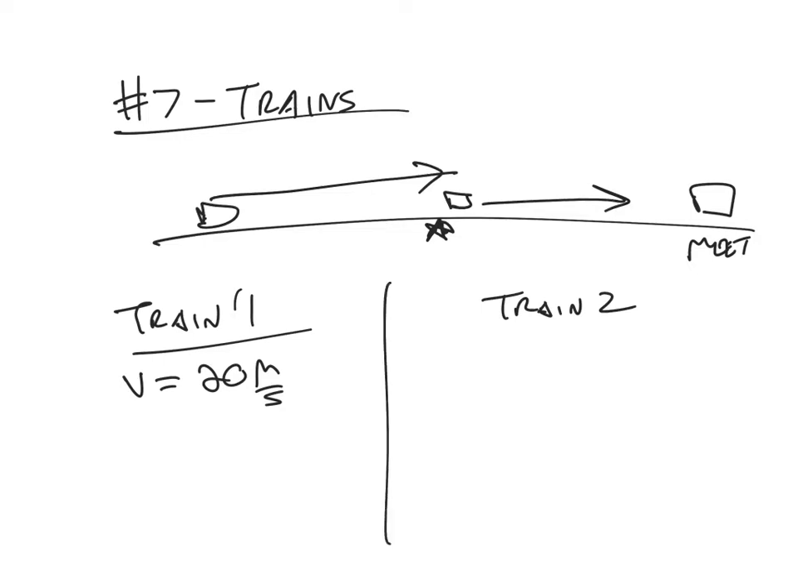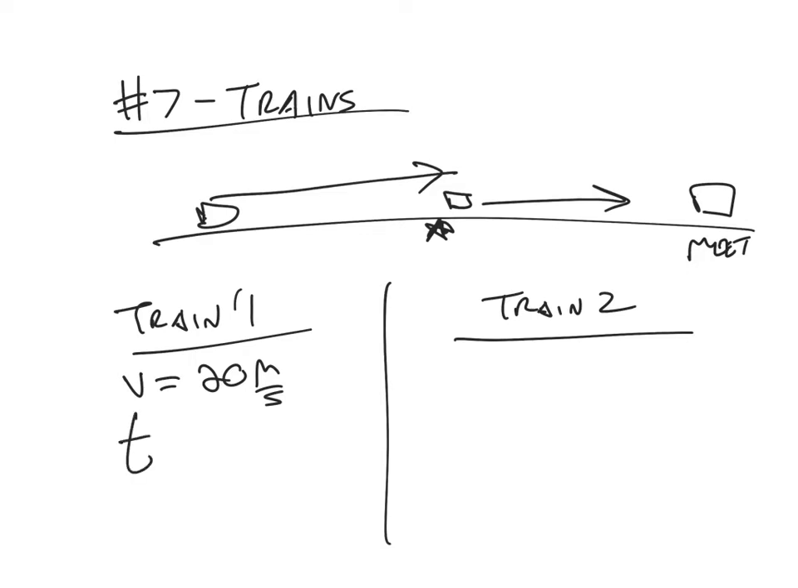Another train, train 2, leaves from a town south of Chicago 20 minutes before the Chicago train left. This is tricky. So what does that mean? If it leaves 20 minutes before the Chicago train left, what does that tell you about the amount of time that it's traveling compared to the amount of time that the Chicago train travels? Is it traveling for more time or less time? More time. Yeah.